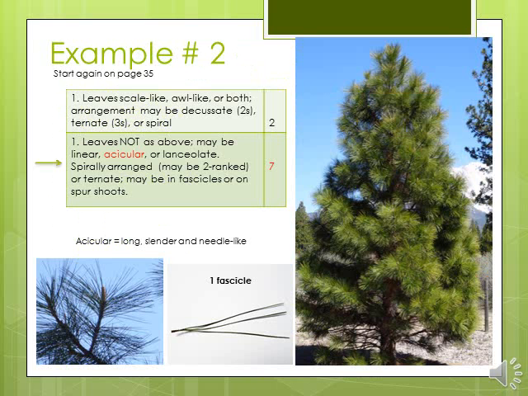So let's key through one more plant just to get you familiar with going a different pathway through the key. We'll go ahead and do a conifer again. So you'll go back to page 35 on your key, and it asks you again, are the leaves scale-like, awl-like, or both, or not as above? They may be linear, acicular, or lanceolate. And just to refresh your memory from earlier weeks' lectures, acicular means needle-like, and these leaves are definitely needle-like, so that would lead us to the second number 1 there, which tells us to go to question number 7.